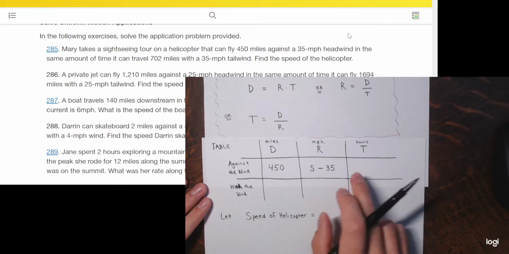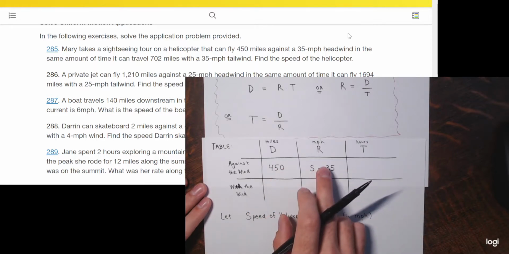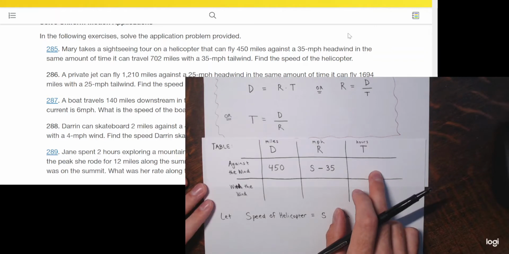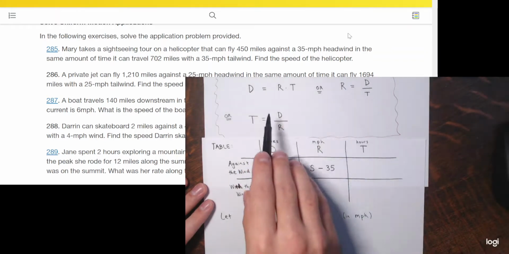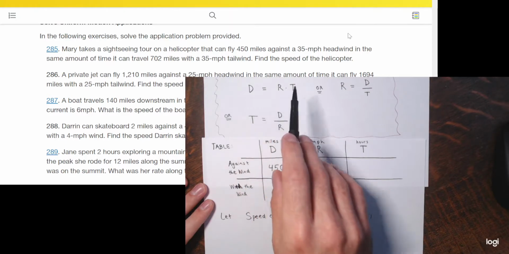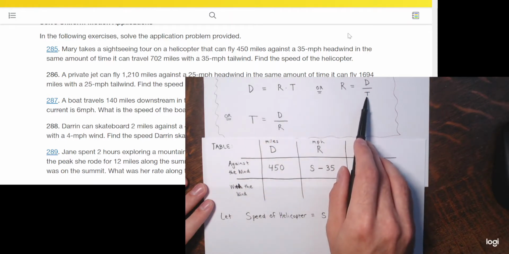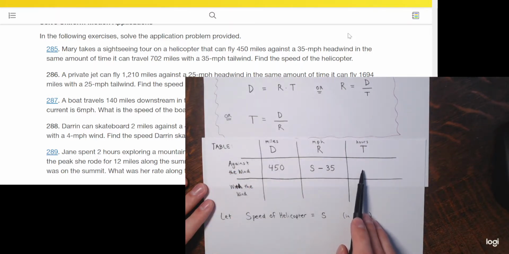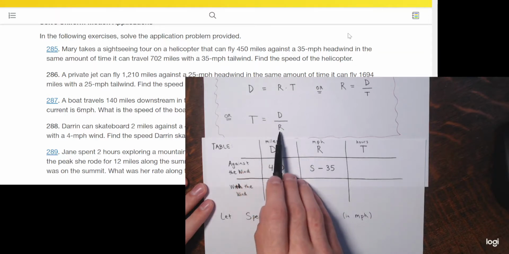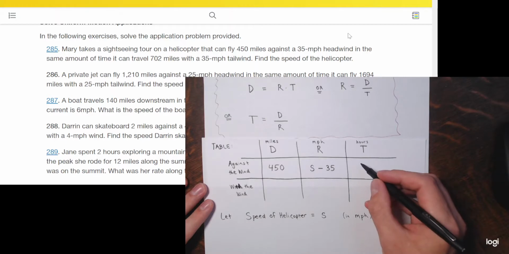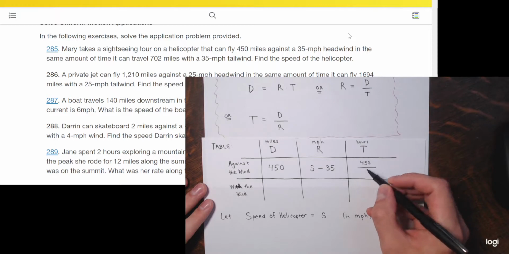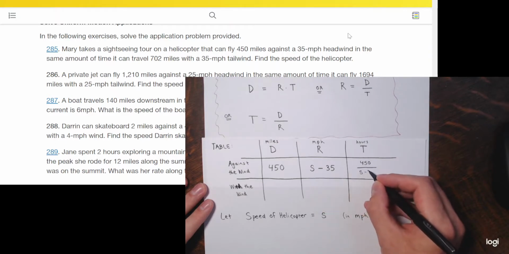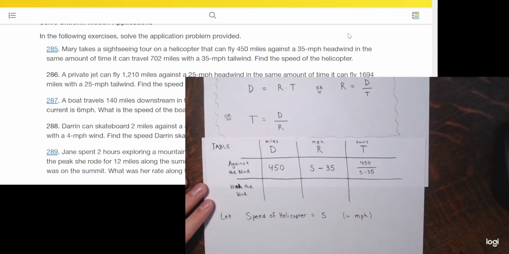And now that I have two of these, once you have two of these filled in a row, you should be able to figure out the third box using one of these relationships I wrote up here. Distance equals rate times time, or rate equals distance divided by time, or time. And here it is, we're filling in the time box, and time is distance divided by rate. So in the time box here, I take the distance, 450 miles, divided by the rate, this S minus 35. All right, so that's all against the wind.